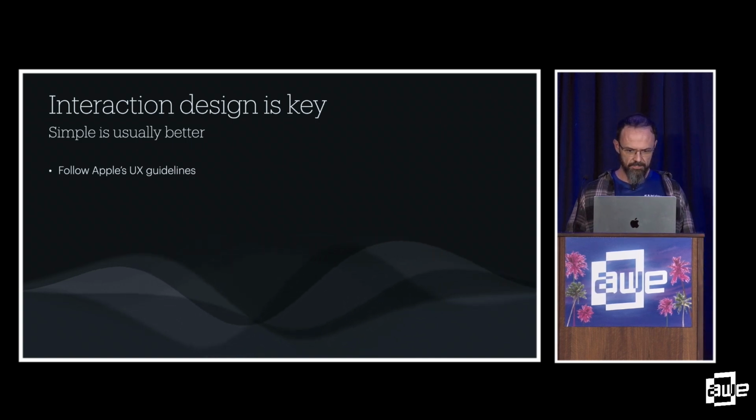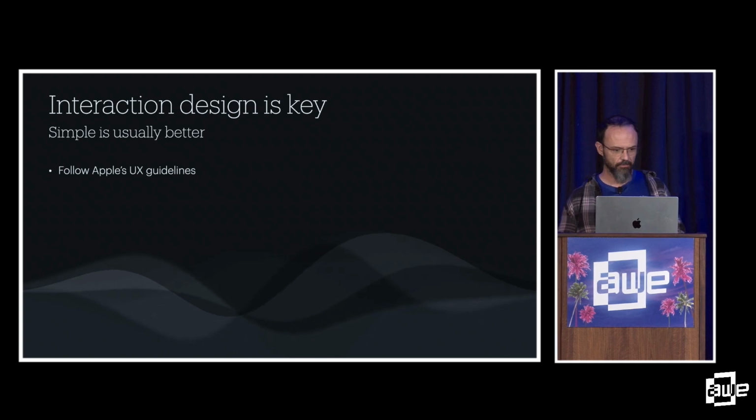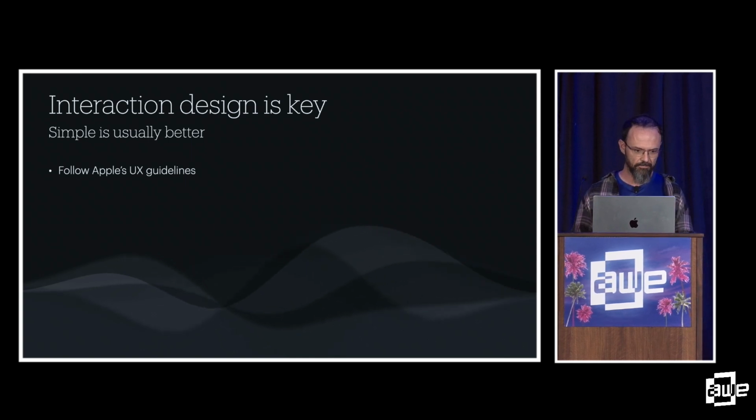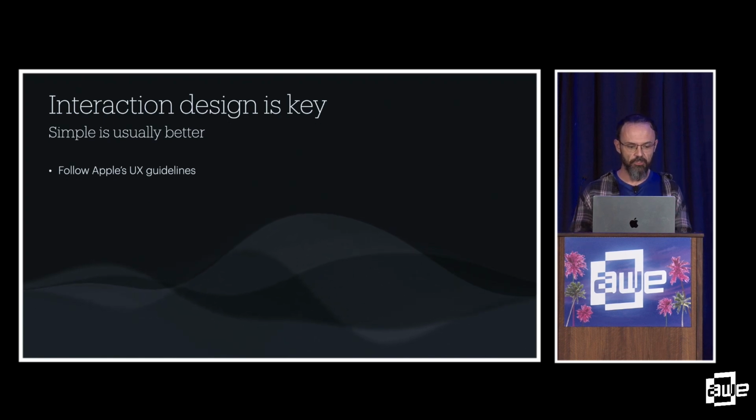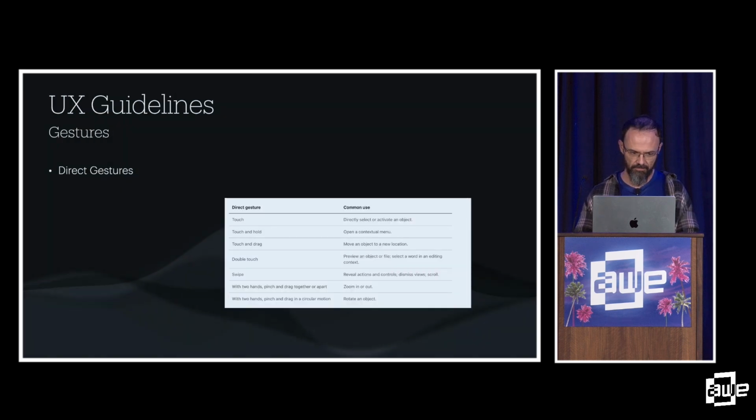Yeah, so let's talk a little bit about interaction design and UX guidelines. Simple is usually better. When it comes to interaction design, we should be following the Apple UX guidelines, and let's see a few of them. There are actually 2 types of gestures being supported. One of them is the direct gestures. You can see here the type of gestures that are supported.